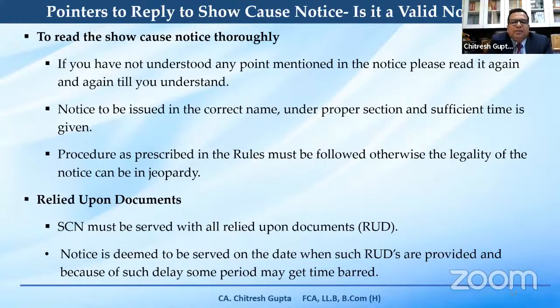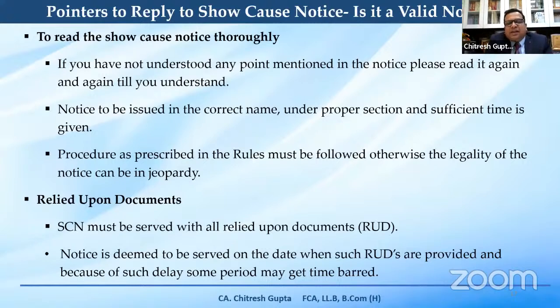So it is your legal right to have the relied upon documents along with the show cause notice. Reason being, if you don't have the relied upon documents with the show cause notice, you are not able to see what is there in the relied upon documents, and you are not able to properly defend your case. And if the relied upon documents are not there with the show cause notice, you can very well, within your right, ask for the relied upon documents by writing a letter to the department. Since the relied upon documents as mentioned in the show cause notice have not been attached, you are requested to provide the copy of the relied upon documents. The department is duty bound to provide you the relied upon documents.